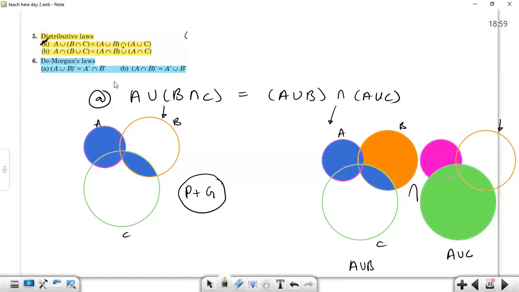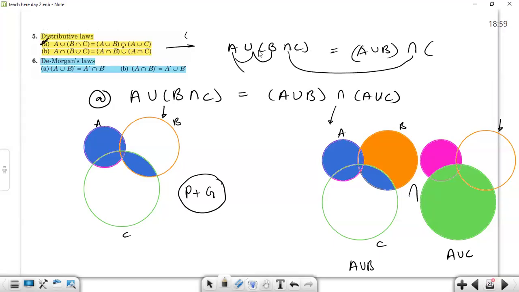Now I'm not going to draw the other figure because it's time up for the class. Basically, to remember this property, we take A union B once, write first A union B, and then write A union C. That's the way to remember it. Clear? Yes, sir. The same goes for property B.